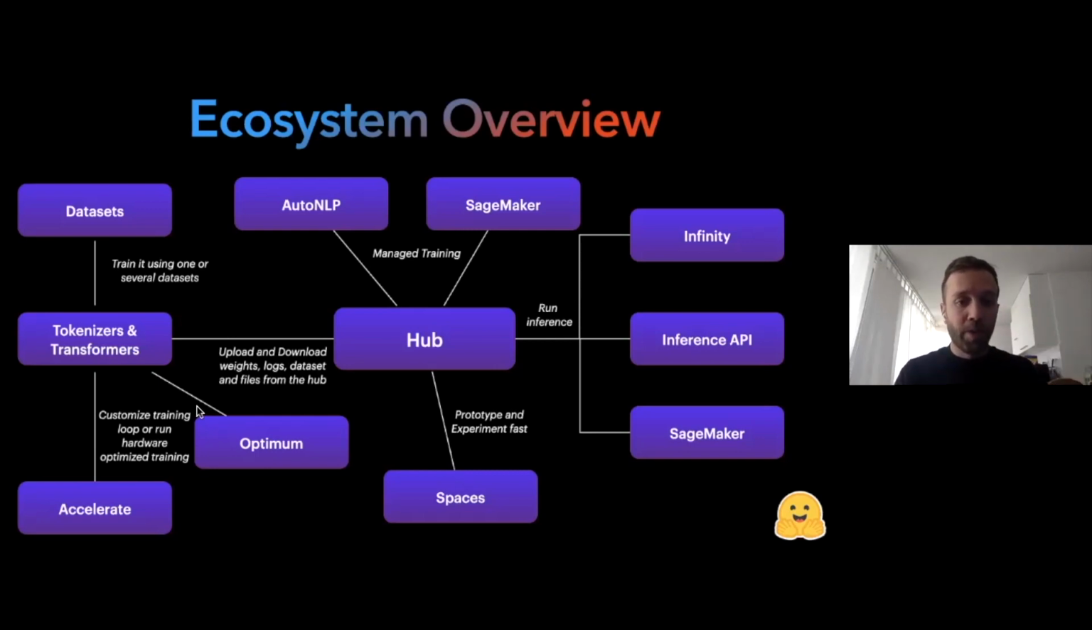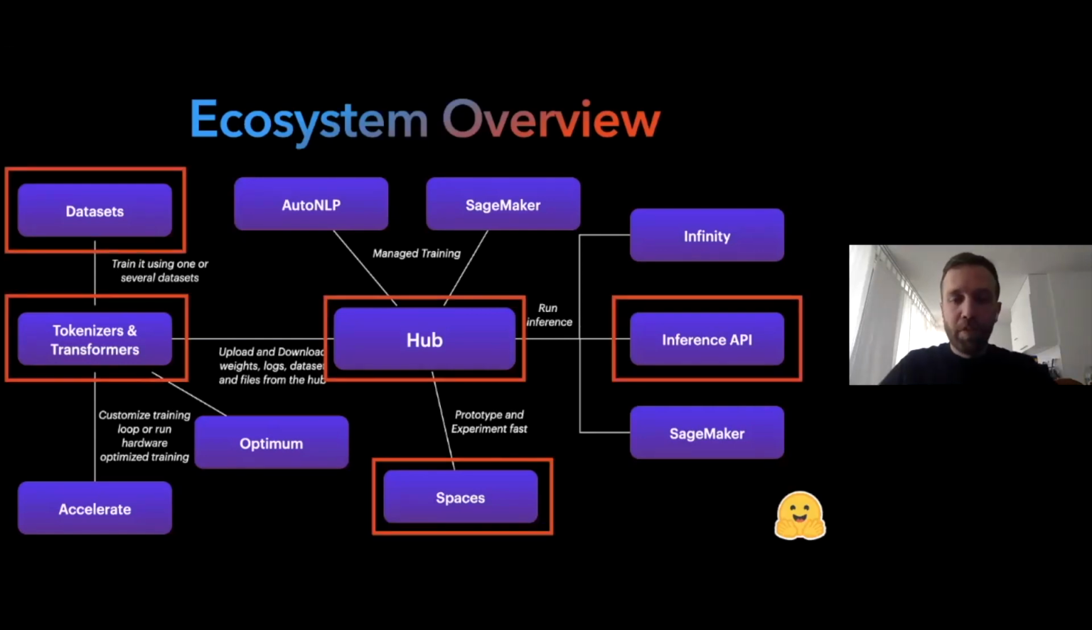The last thing that we're not going to talk about much today are two libraries that you can use to customize training and to really make the training efficient on your hardware. These are Accelerate and Optimum. But for today, I think that's still a pretty big program. We're just going to focus on half of the ecosystem.